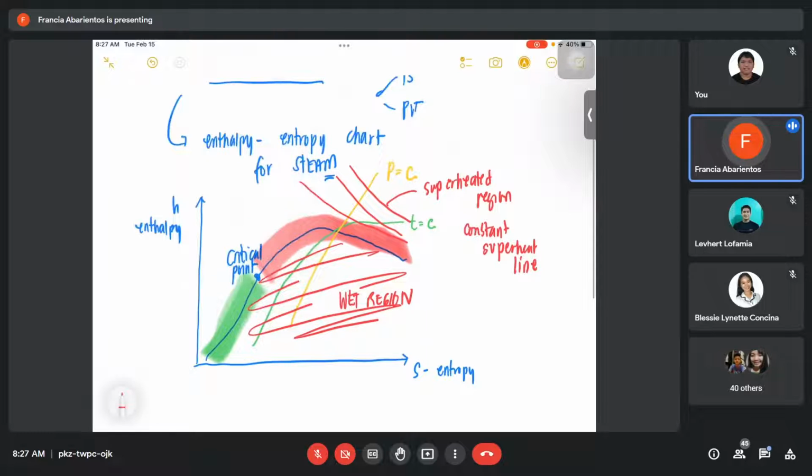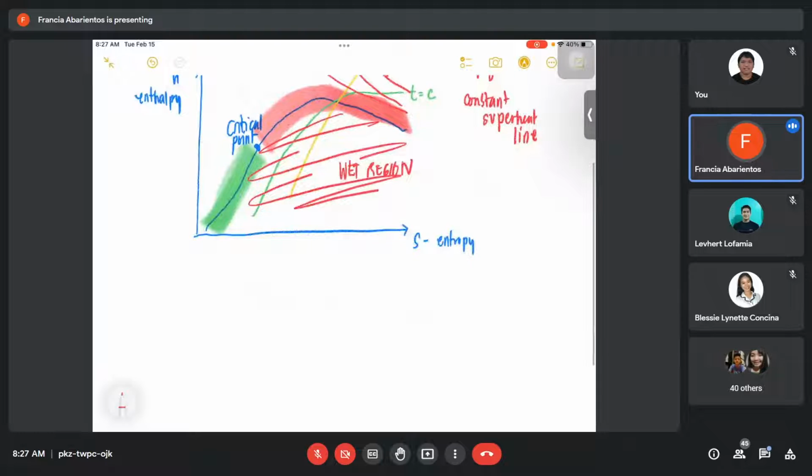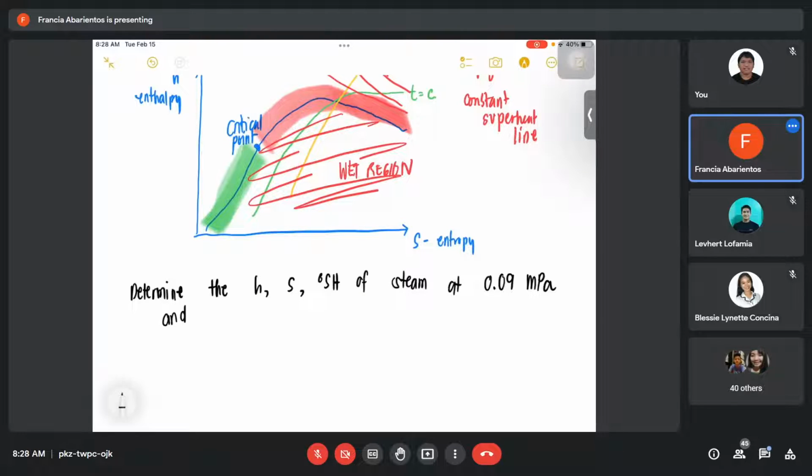So, this is now your molar chart. So, how can we read? Paano natin mariread yung molar chart natin? Okay, for example. Gamitin natin yung example sa loob. We need to determine the enthalpy, the entropy, and the degree of superheat of steam at 0.09 MPa and 370 degrees Celsius. Okay. So, paano natin yun makukuha?